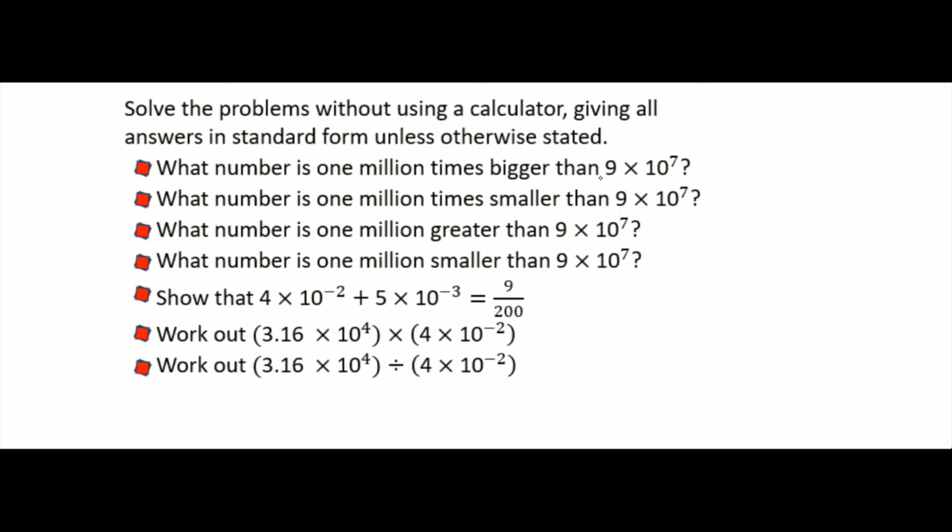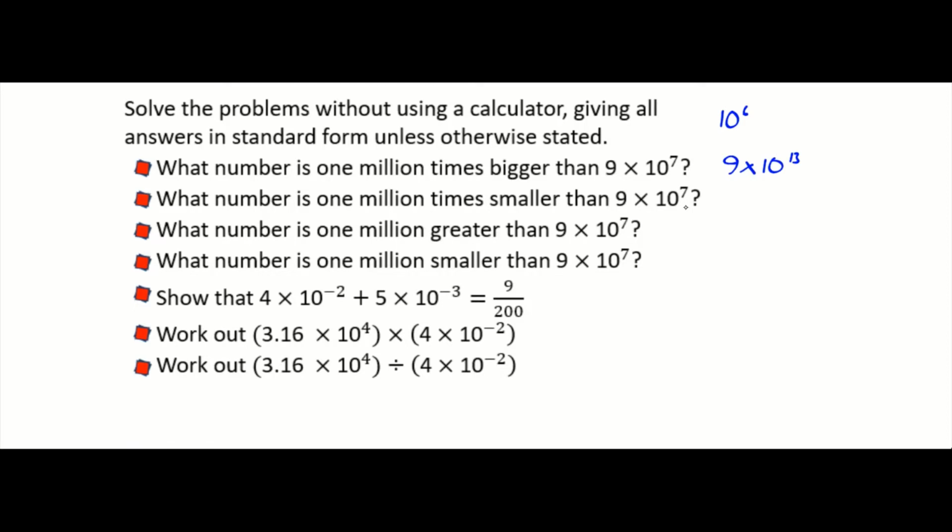So 1,000,000 times bigger than 9 times 10 to the 7, if we were to just multiply that by 1,000,000, well, 1,000,000 is 10 to the power of 6. So if we multiply this by 10 to the power of 6, we would add on the powers. 7 add 6 is 13. So we would end up with 9 times 10 to the power of 13.